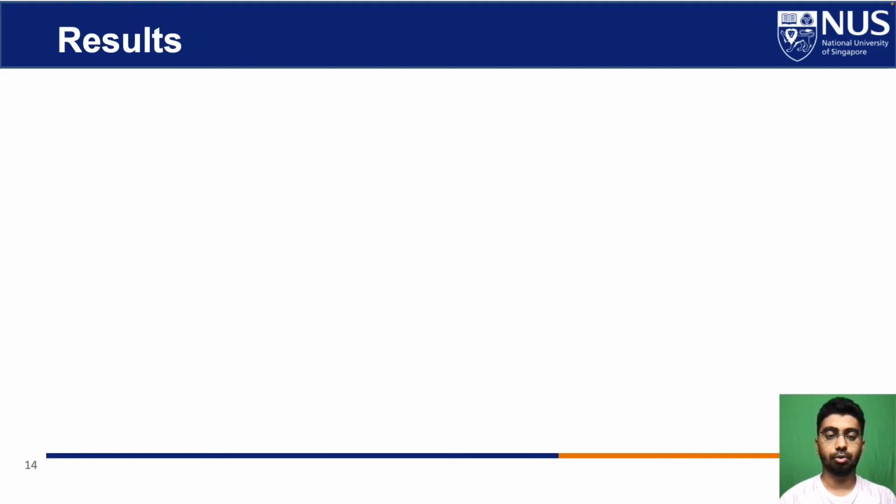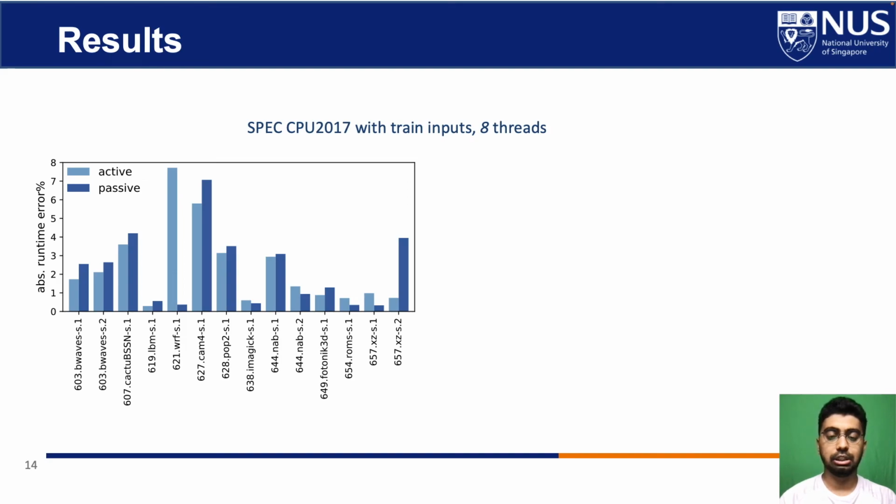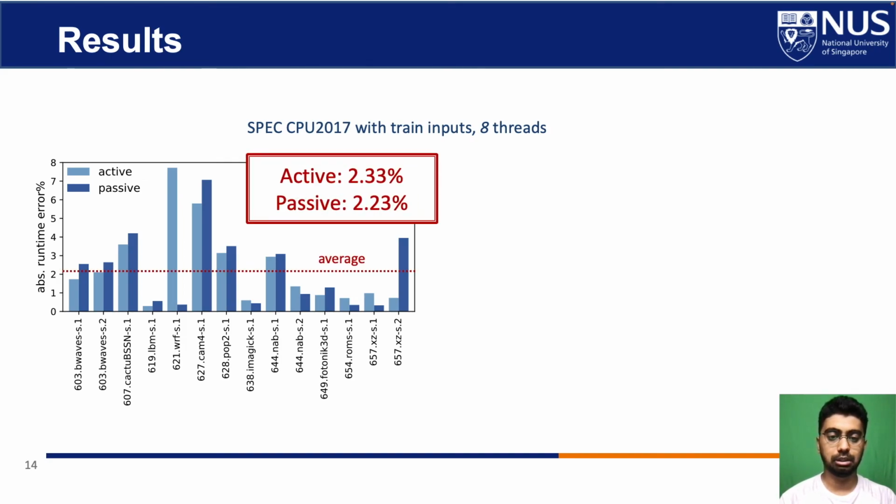Let's see the results for LoopPoint. We use SPEC CPU 2017 benchmarks using 8 threads to evaluate the accuracy of LoopPoint to predict runtime. For active applications, the maximum error that we get is 7.8%. For the passive case, we achieve similar accuracies. We get an average absolute error of 2.3% overall.